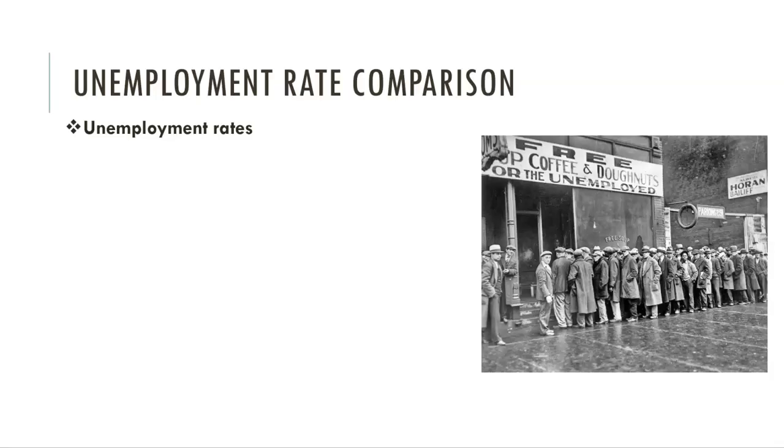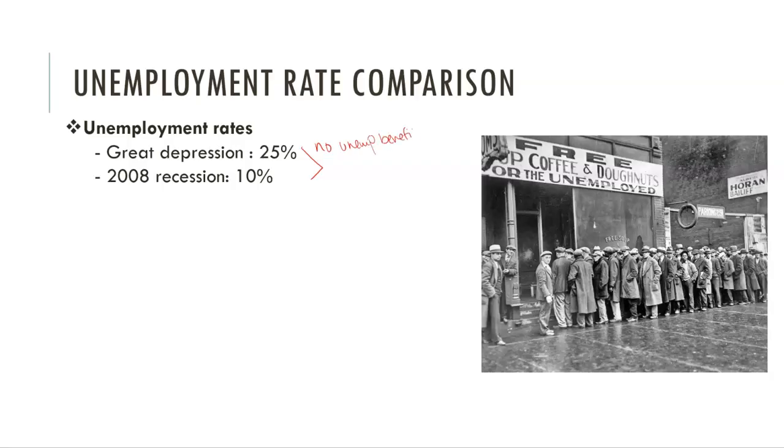So let's look at some comparisons of unemployment rates over time. During the Great Depression in the 1930s, we had unemployment rates of 25%. In the 2008 recession, we had peak unemployment rates closer to 10%. Now, something to remember here is these are not necessarily apples to apples comparisons, because during the Great Depression, there was no unemployment insurance, right? No benefits. If you lost your job, your income was zero. There was no welfare. There was very little government assistance.